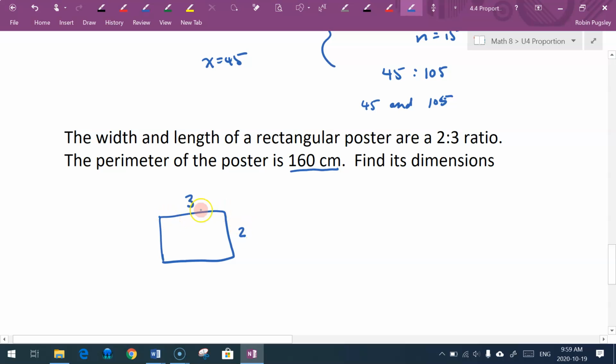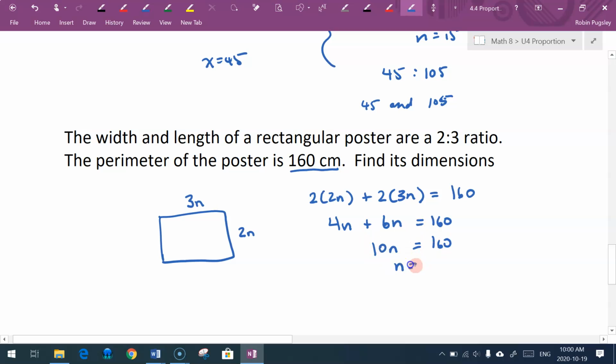So if we do not know what the width and length are, but we know they're in this ratio, again, we could put a little n there, can't we? So we know 2 of 2n's, twice the width plus twice the length equals 160. We just don't know what n is, but we can figure n out knowing that if they are in proportion, n is a multiplier of each. So I get 4n plus 6n equals 160. 10n equals 160. Oh, n is 16. So I now know that n is 16.